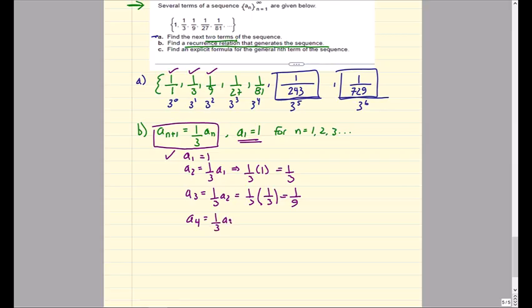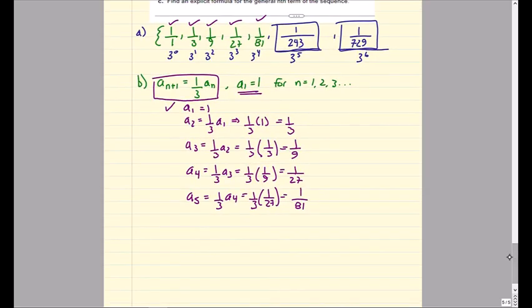So this would be 1/3 a sub 3. A sub 3 was 1/9. 1/9 times 3 is 1/27. That works as well. A sub 5 is 1/3 a sub 4. A sub 4 I just found out is 1/27. 1/27 times 1/3 is 1/81. So that worked as well. So I could go forward and keep checking, but it's always good when you write one of these functions that's supposed to define a sequence that you plug in values to double check that it works.